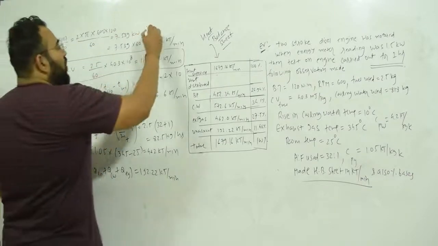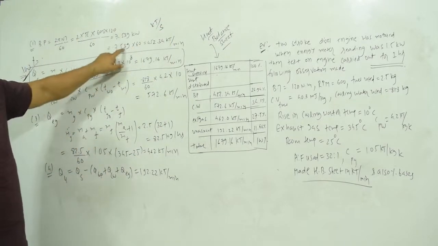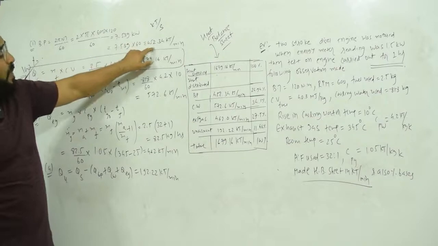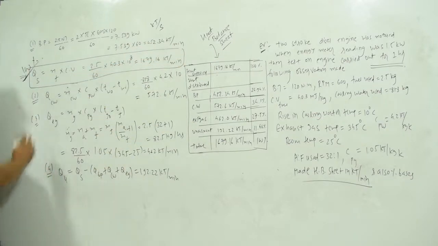But you know that kilowatt is what? Kilojoule per second, but we want kilojoule per minute. So we have to multiply this by 60. So it will be 452.34 kilojoule per minute. Okay, so this is the first thing.